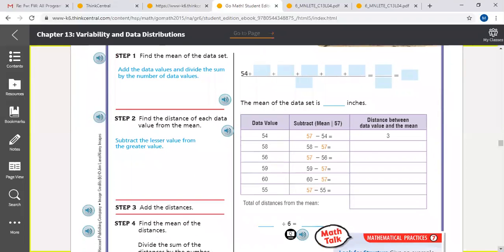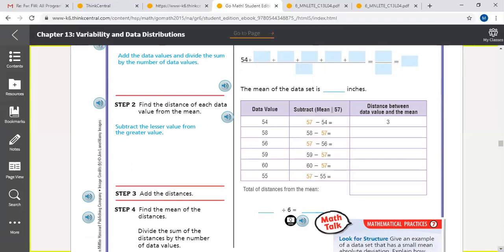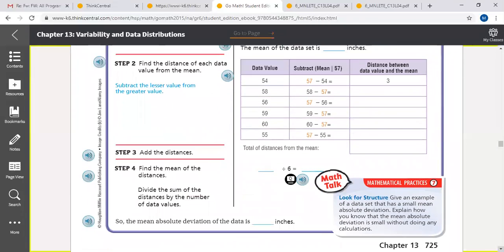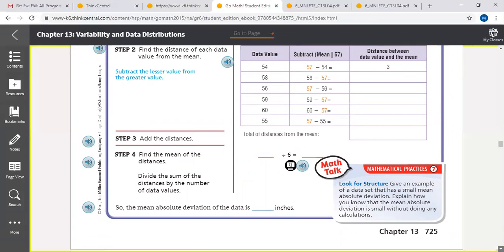Step 3, add the distances. If we add them, it will be 12. Then we will divide this 12 by 6. Why? To find the mean absolute deviation. If we divide 12 by 6, it will be 2. So the mean absolute deviation of the data is 2 inches.